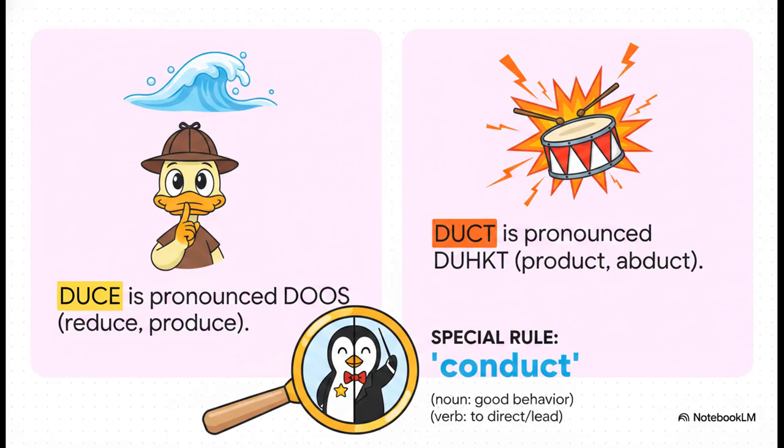The DUCE spelling is almost always pronounced "deuce," like in reduce, produce, deduce, and induce. But DUCT keeps a hard T sound, like in conduct, product, aqueduct, and abduct. Now, you have to beware of the special rule for the word conduct, because it actually changes based on how it's used. As a noun, the stress is at the front, CON-duct, like his conduct was excellent. But as a verb, the stress shifts to the back, con-DUCT, like she will conduct the experiment. Same exact spelling, completely different stress, entirely different meaning.